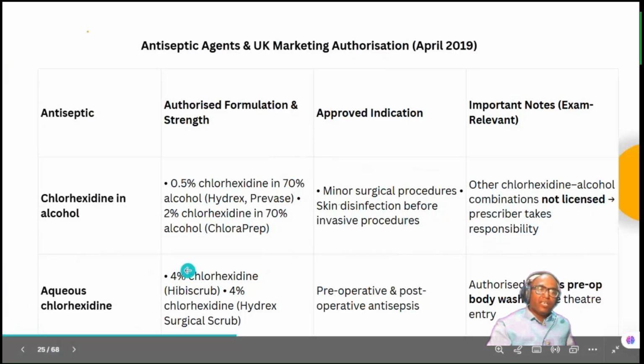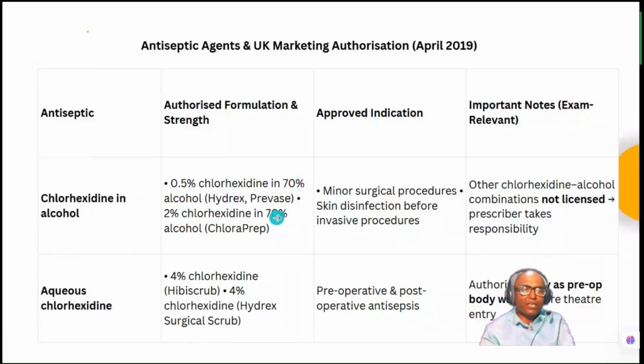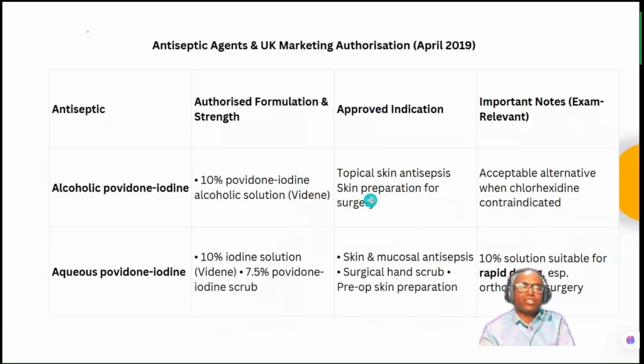Now next is aqueous chlorhexidine. Here the percentage is 4%. This is used for preoperative and postoperative antisepsis. So the percentage for aqueous is a little higher, and alcohol based is 70% alcohol, and the chlorhexidine may be 0.5%, may be 2%. The 2% is for skin disinfection before the invasive procedure, 0.5% for minor surgical procedures.